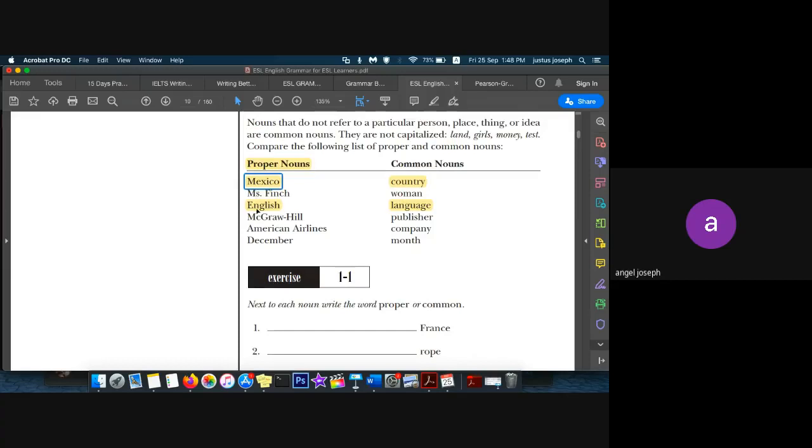Mexico, Miss Finch, English, McGraw-Hill, American Airlines, December, all of them are starting with what? What do you see common in all of them? They have all got a capital. Very good.